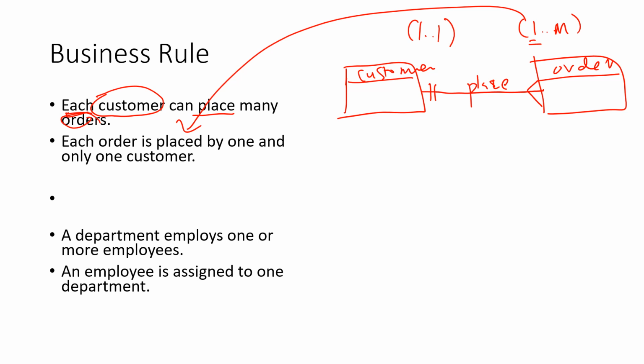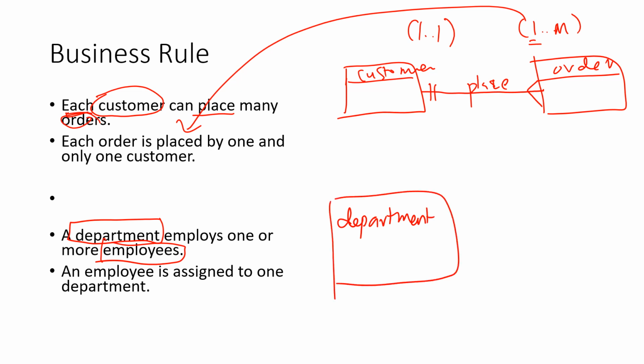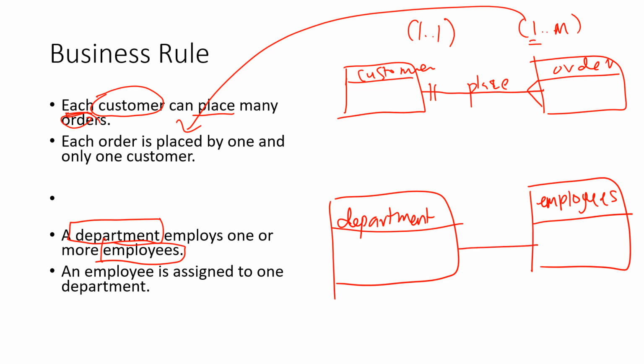Okay, another example: a department employs one or more employees. So you need to identify which ones are entities. That is clearly department and employees. Okay, so give the relation employs.